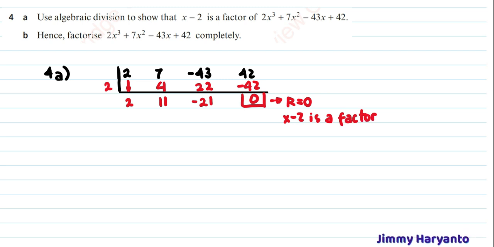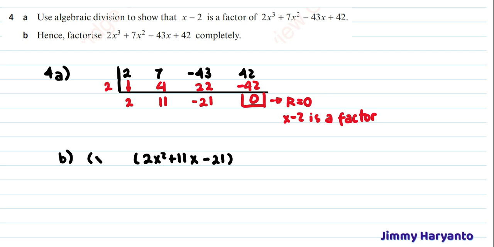And then B, hence factorize. Okay, so right now we have to factorize the x to the power of 3 expression. That means we have to write down the quotient. The quotient itself is 2x squared plus 11x and then negative 21. But we still have this other factor, right? x minus 2. So you have to write down the x minus 2 also.